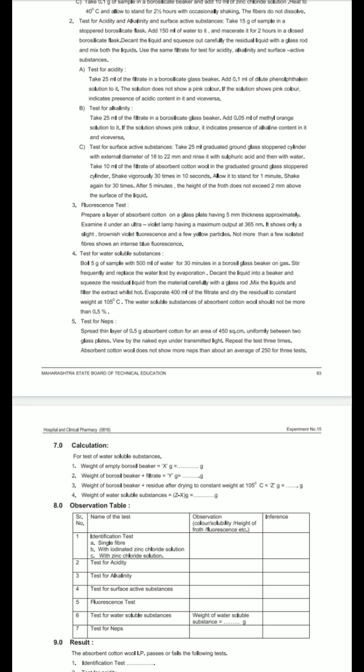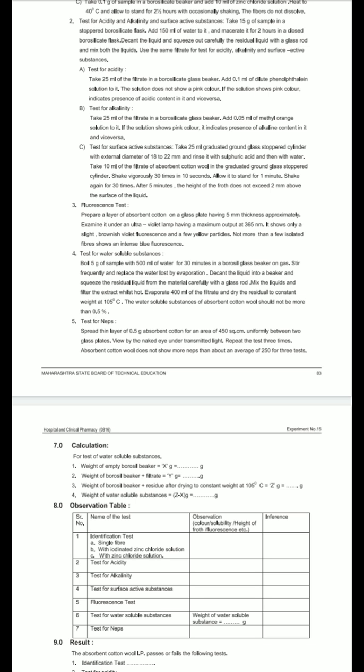Take a 25 ml graduated ground glass stoppered cylinder with external diameter of 18 to 22 mm and rinse it with sulfuric acid and then with water. Take 10 ml of the filtrate and absorbent cotton wool in the graduated ground glass stoppered cylinder. Shake vigorously 30 times in 10 seconds. Allow it to stand for 1 minute and shake again 30 times.